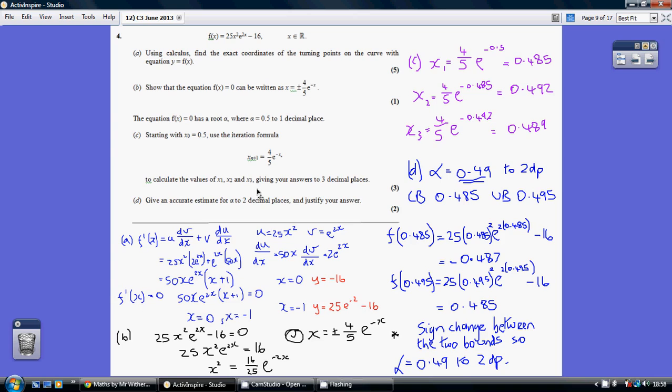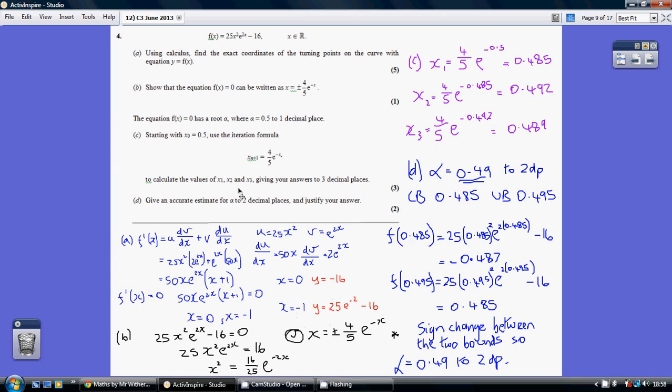Now for part B, we've got to show that the function equaling 0 can be written as this, not the differential, the function. So we go back to our function and set it equal to 0. Add 16 to both sides, divide both sides by 25, divide both sides by e to the minus 2x, gives us x squared equaling this. So square root both sides and we get x equaling plus or minus 4/5 e to the minus x as required.